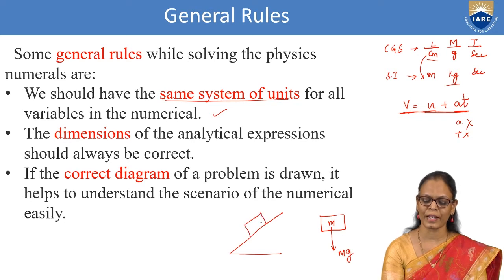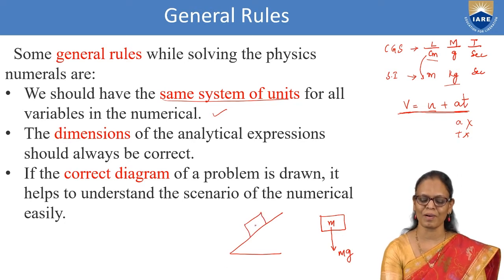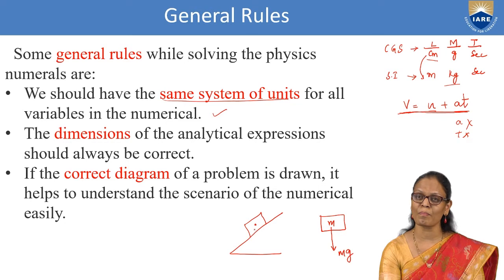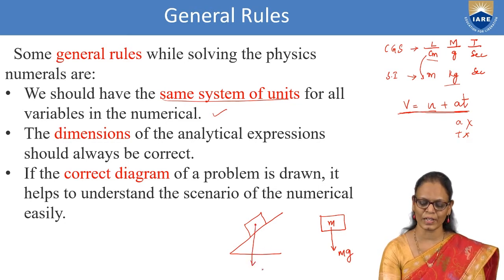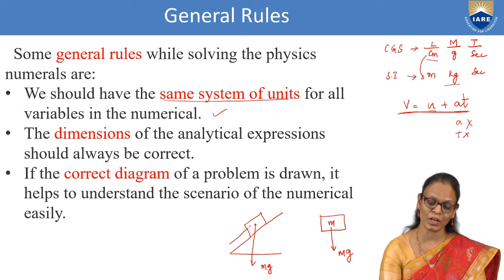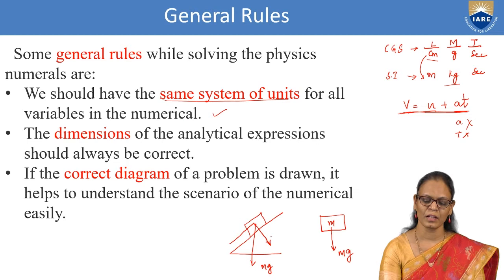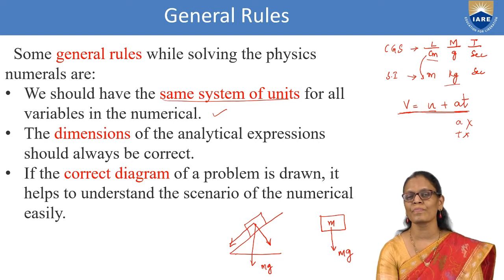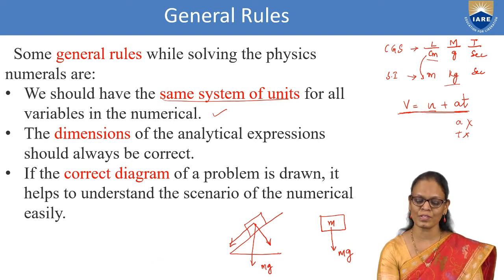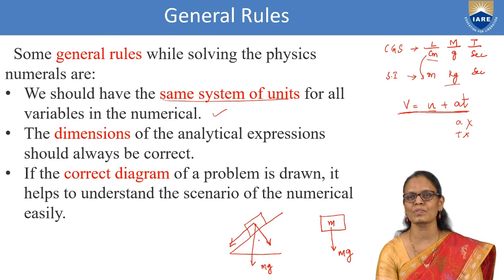Okay, this is the plane. You are keeping an object of mass m. Now, how is the weight of this object acting? It is also acting always vertically downwards. Then you may have to resolve it into two components like this. Unless you draw simple diagrams to understand the problem, it will be very difficult. And once you draw it, it becomes very easy to solve the numerical.